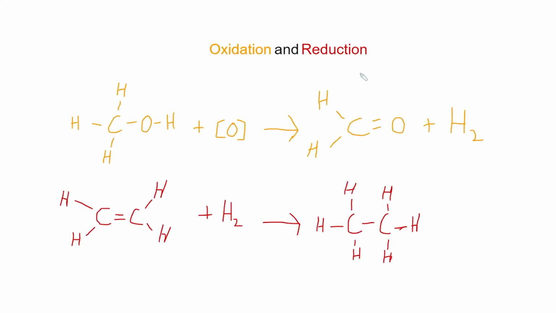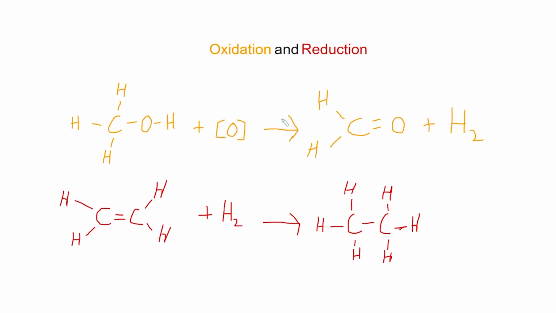You should be familiar with the acronym OIL RIG from GCSE. Oxidation is the loss of electrons, and reduction is the gaining of electrons. That is completely true, but at A-level we also have other ways to define oxidation and reduction.